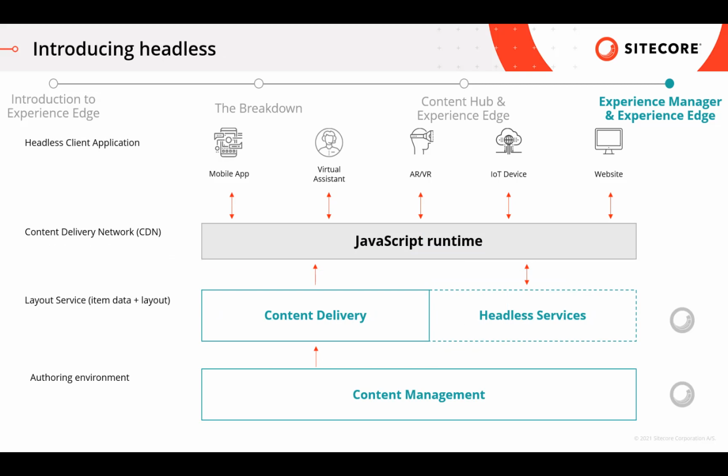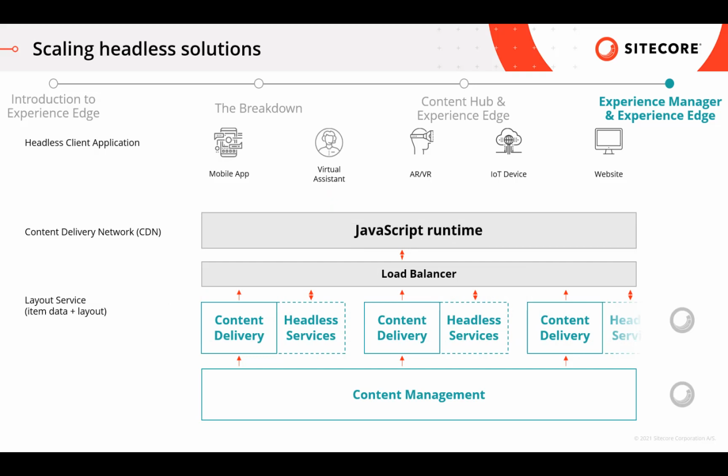When we then introduced JSS, now Headless Services, we added an additional service to the delivery server. The layout service was handling the data flow between the JSS application and Sitecore. Since the layout service runs on top of the content delivery server, you would always need to combine the layout service with at least one content delivery server nearby to reduce any potential lag and ensure performance and scalability are being maintained.